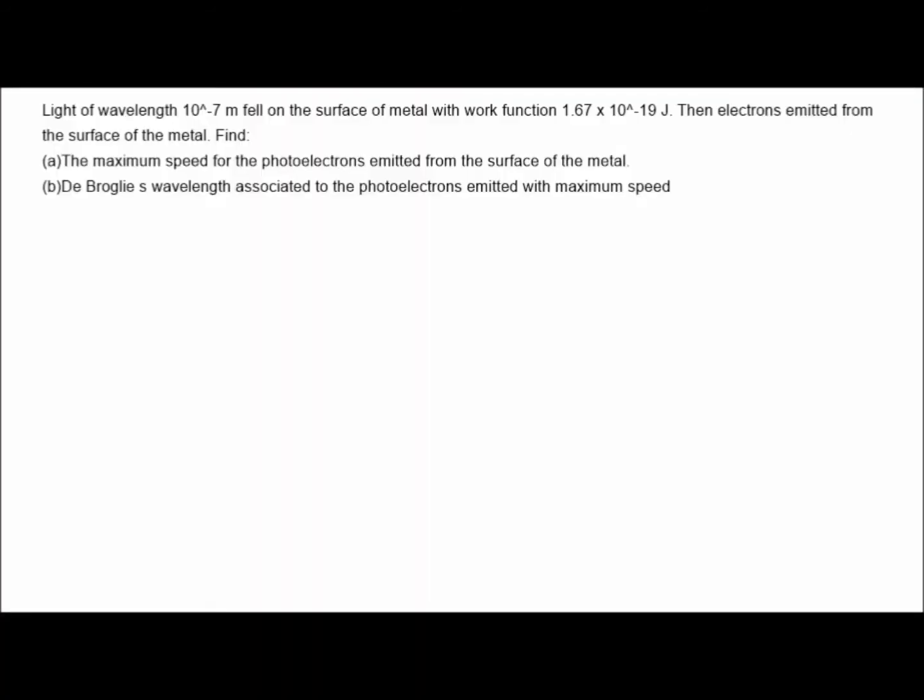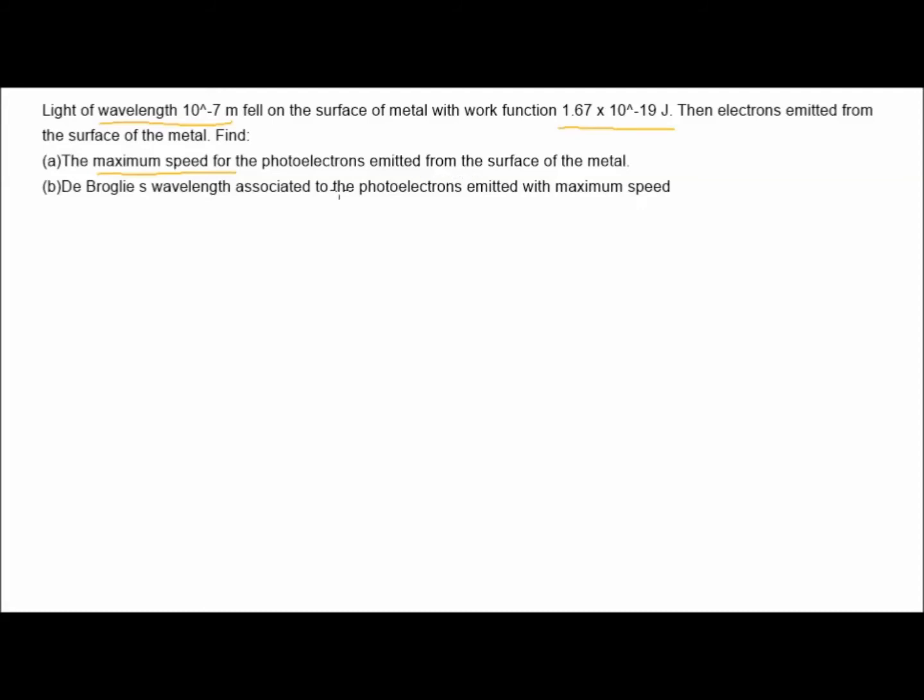Hello, welcome everyone. The question says light wavelength 10 to minus 7 meter and the work function 1.67 times 10 to minus 19 joule. Find the maximum speed of the photoelectrons emitted from the surface of the metal.